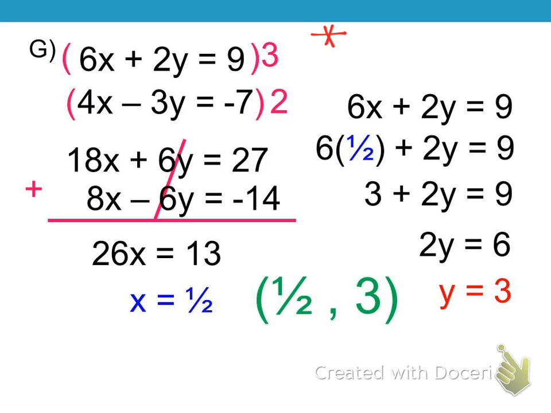What do we learn about today? Do you know the answer? Okay, hold on. What do we learn about today? The elimination method.